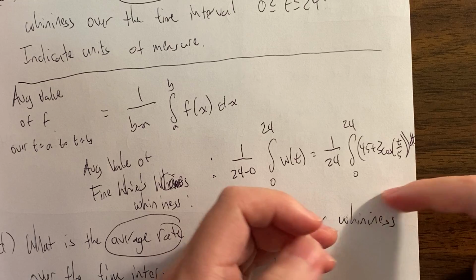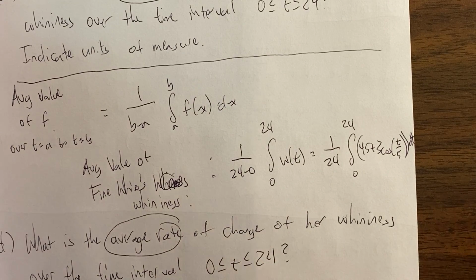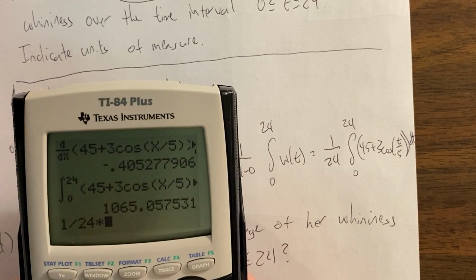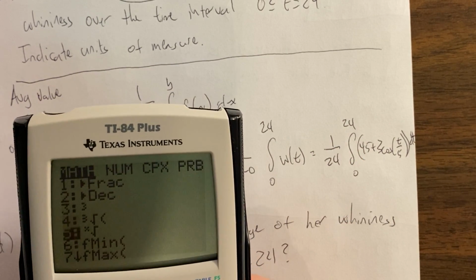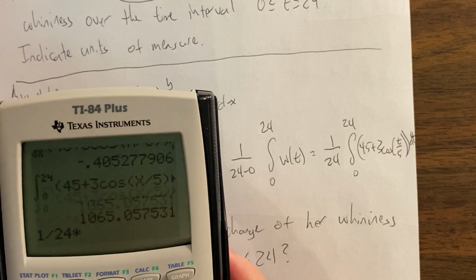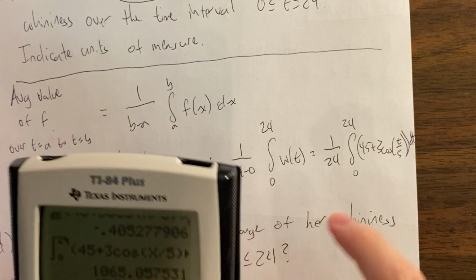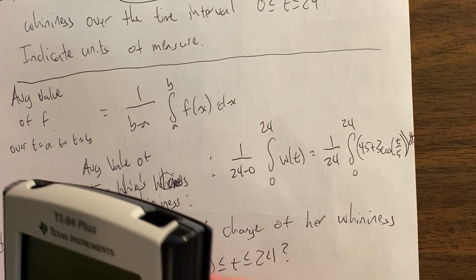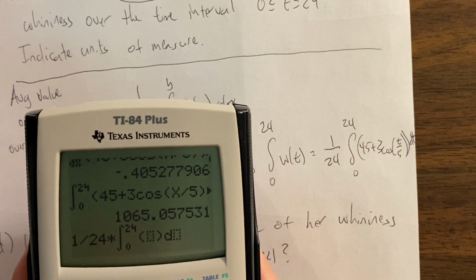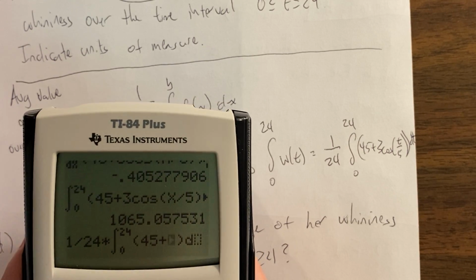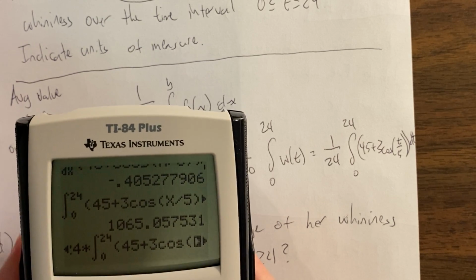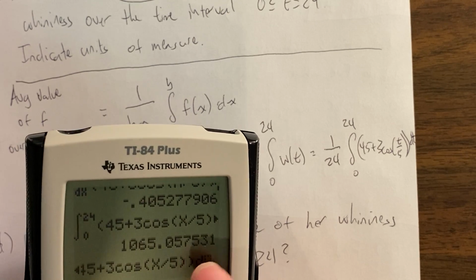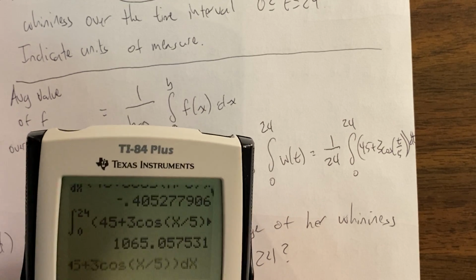All we have to do is type this integral in. So let's do that real quick. I'm going to write 1 divided by 24 because we have this number in the front, times the integral from 0 to 24. And again, what do you put in the integrand when you're doing average? You always put whatever you're taking the average of. In this case, the given. So it's going to be 45 plus, let me remember the 3 this time, 3 cosine x divided by 5. Close this parentheses. That parentheses is for the integrand, and then we have dx, and then we're just going to hit enter.